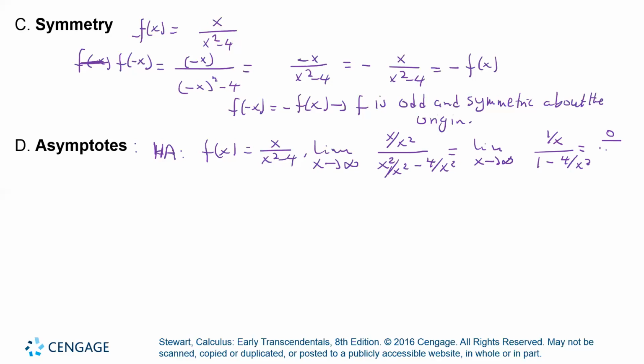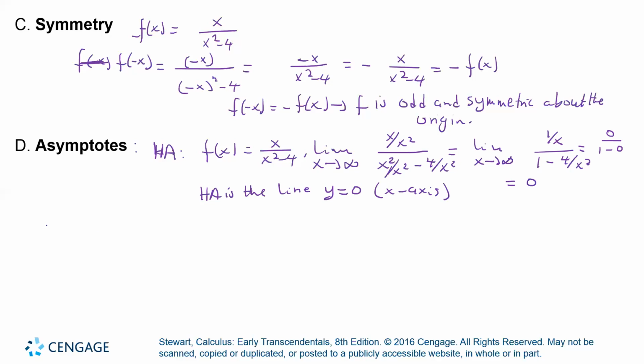0 over 1 minus 0. So that is equal to 0. Therefore, the horizontal asymptote is the line y is equal to 0, which is the same as the x-axis.